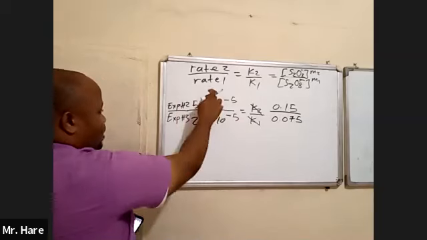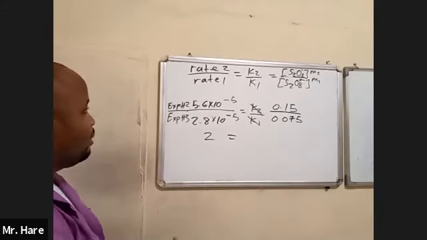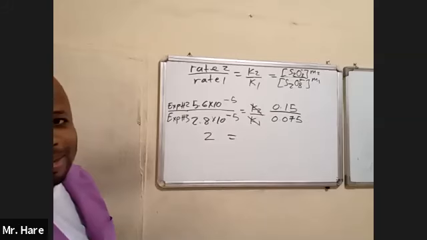If you divide this by this, how much do I get? 2, right? So what does the K stand for? Remember, K is the rate constant. Do we calculate the rate constant? No, they cancel.